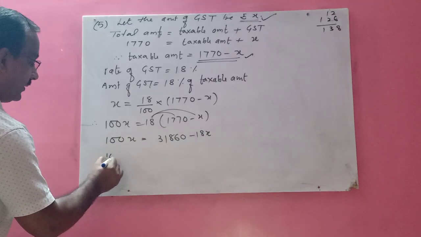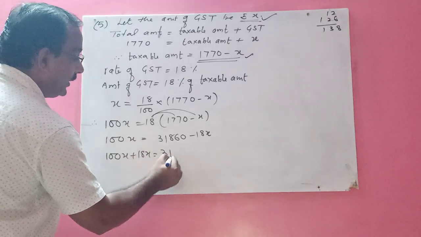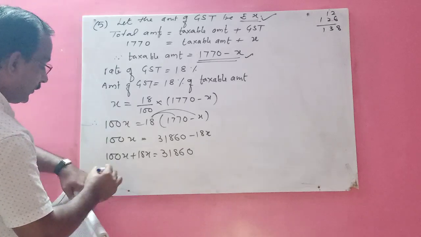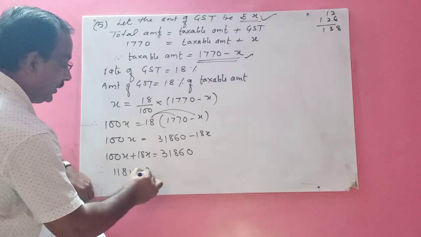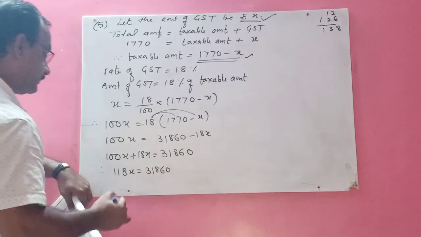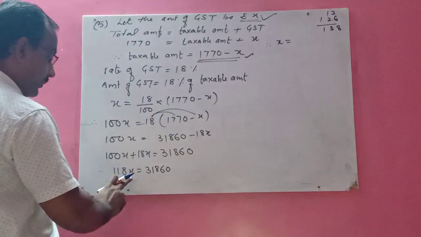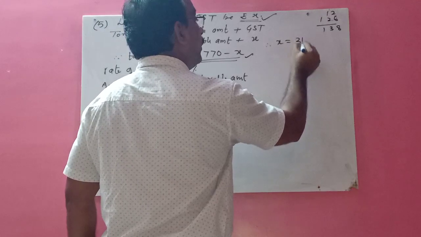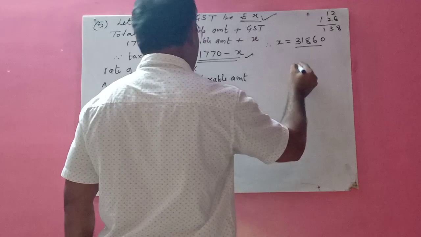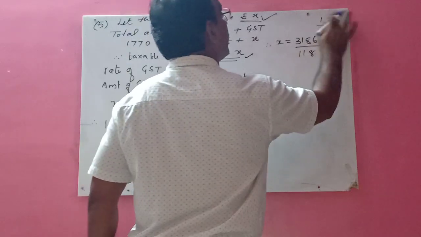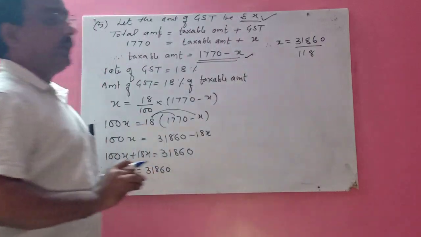Transfer 18X to this side. So 100X plus 18X is equal to 31860. So how much is this, children? It is 118X is equal to 31860. Therefore, X is equal to how much? 31860 upon 118. Got it? So this is 31860 divided by 118.